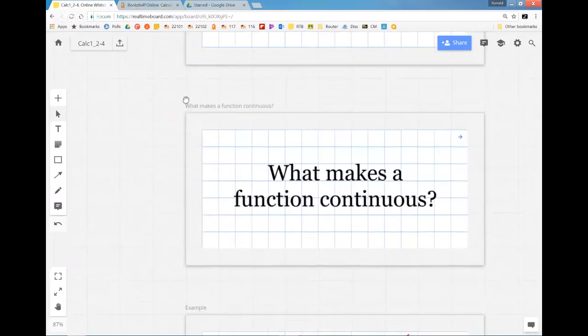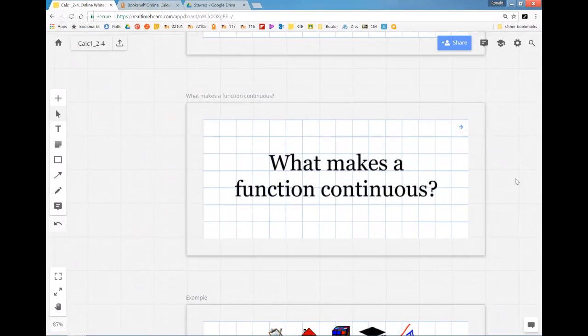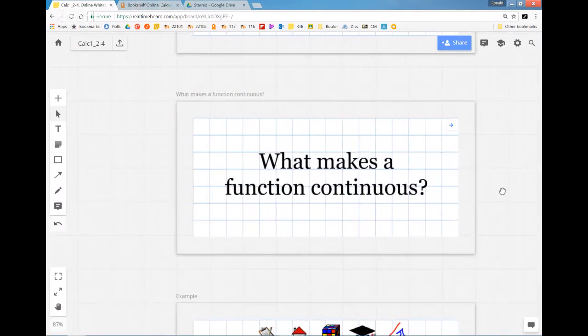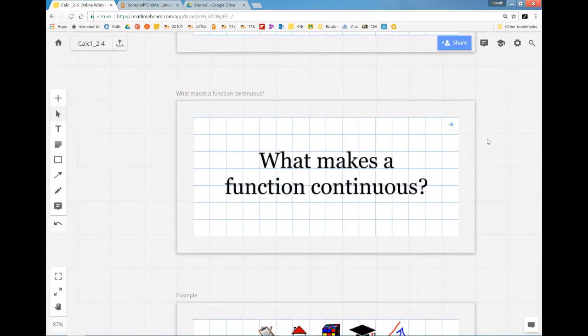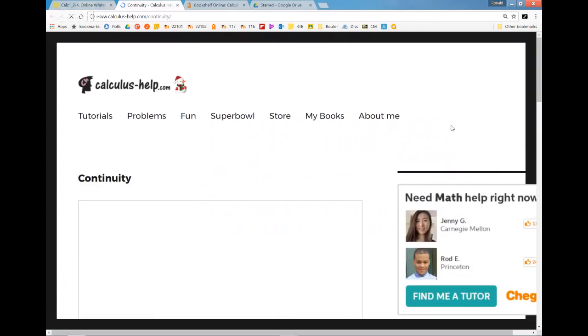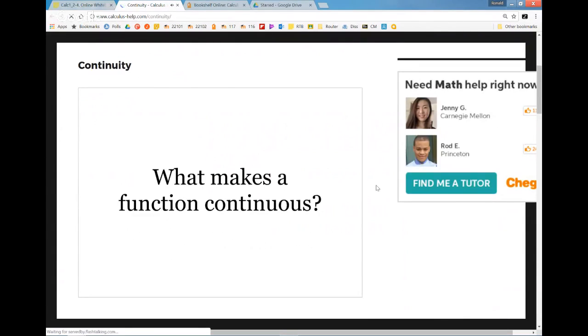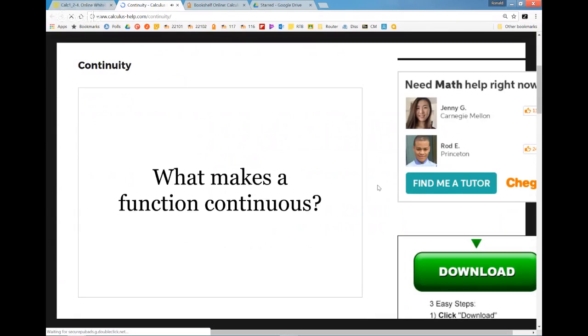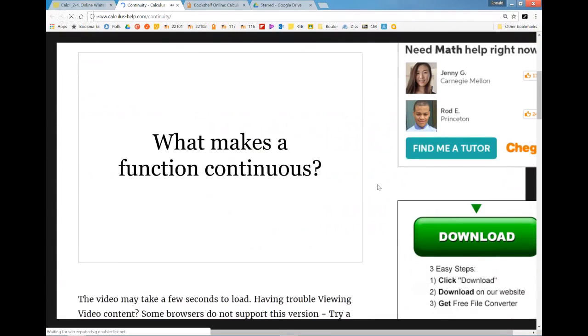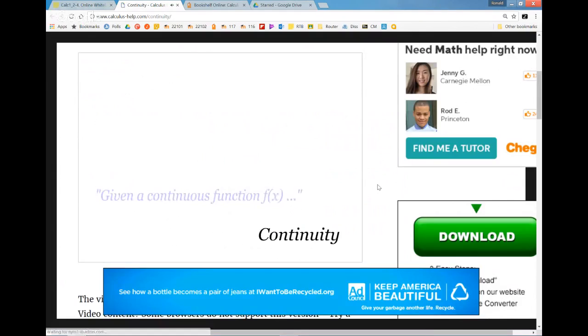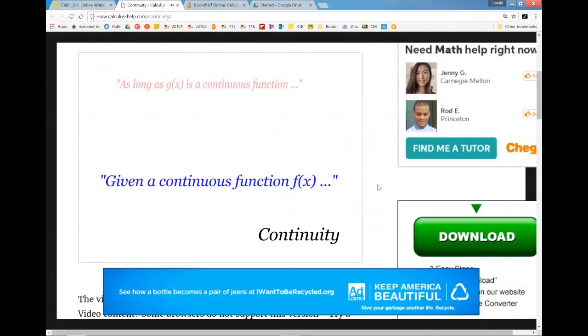And then just this last one, what makes a function continuous? Which is really what the name of our lesson is today. We're talking about continuity. Calculus relies heavily upon the existence of what's called continuous functions. In fact, most of your important theorems include a prerequisite that any function in question must be continuous before you could even think about applying the theorem.